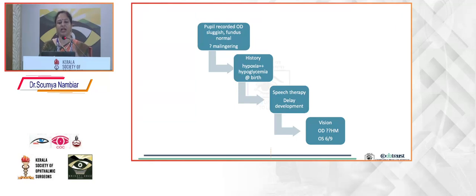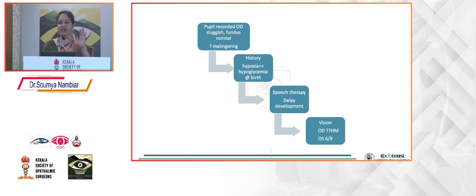They suspected malingering. When they came to the squint clinic, I took the history again. There was a history of hypoxia and hypoglycemia at birth, a speech therapy issue, and delayed development. So my mind was thinking about CVI features and all that. But why the sudden loss of vision?